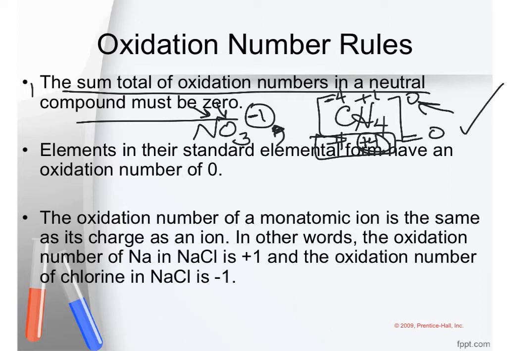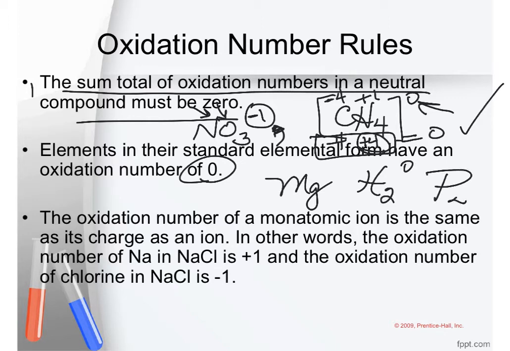Rule 2, any element that is on its own in its standard state, how it exists in nature, has an oxidation number of 0. So magnesium, neutral magnesium, 0. The halogens and hydrogen, for example, exist in nature as diatomics, 0. We have some weird ones out there. Phosphorus tends to exist in its natural state as P4, phosphorus together, 0. So any element in its natural state is going to have an oxidation number of 0, because it doesn't have to share with anybody.